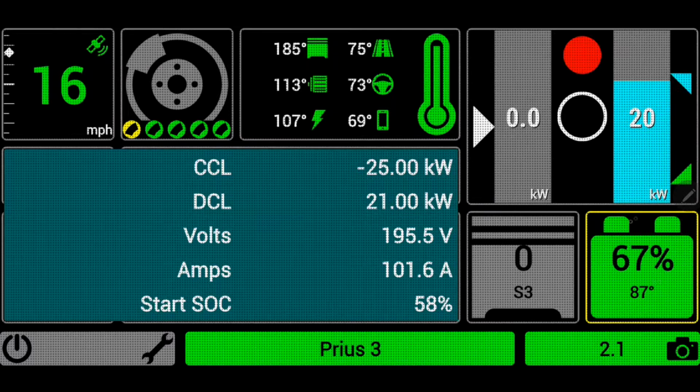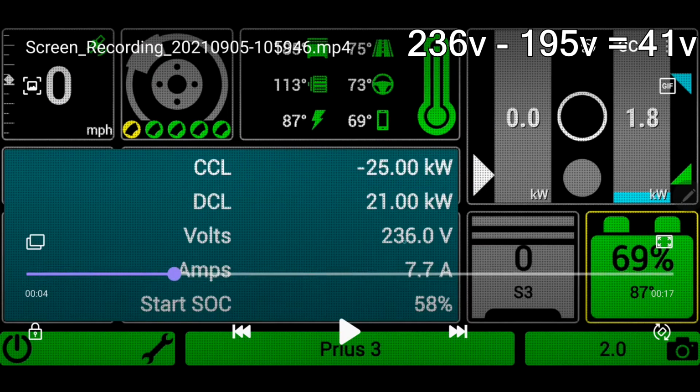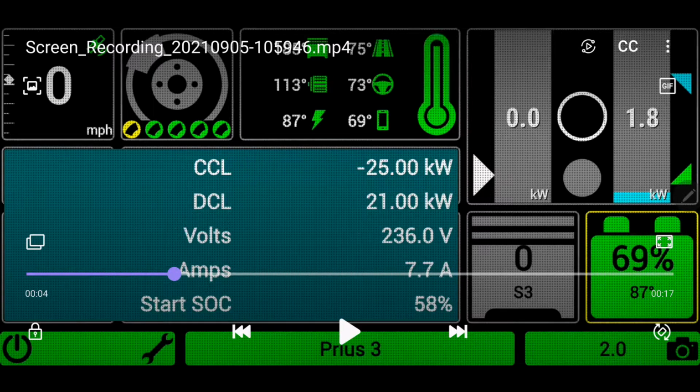You'll see now we've dropped to 67% state of charge in just that time of starting to pull power from the battery. We pulled, it looks like, 101 amps, and our voltage has dropped to 195. So from 236 to 195 is our voltage sag. There's our 236. So now let's jump over and see what our voltage sag looks like on the lithium iron phosphate pack for the exact same test done on the exact same hill with the same battery starting percentage.